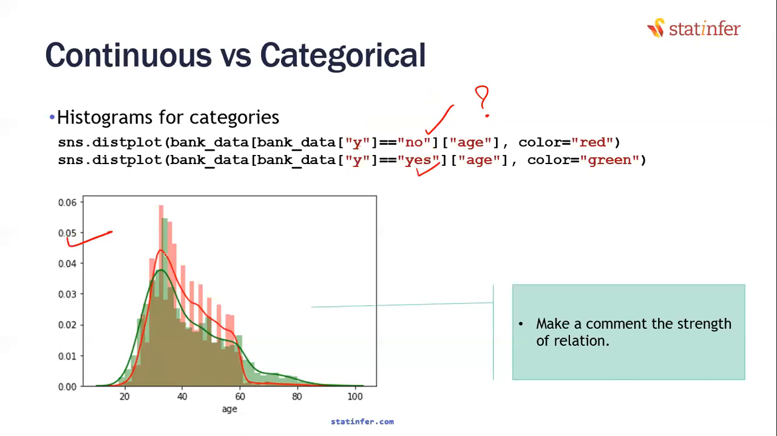Now, I haven't explained this graph to you, but I want to ask you, one is a green distribution, one is a red distribution. Green is for people who have purchased. Red is for people who have not purchased. Can you tell me whether there is any significant difference between them, or there is no significant difference? Almost the distribution looks the same. What do you say? I haven't told you. Can you make a comment on this?